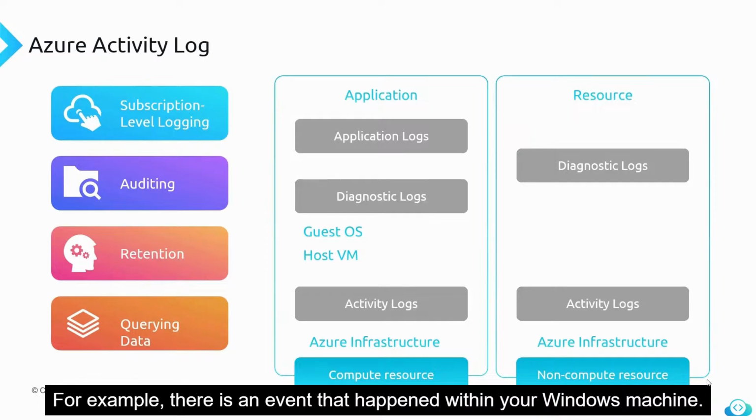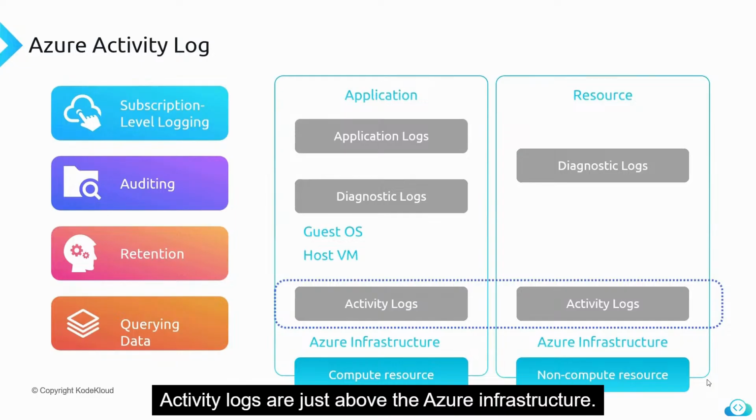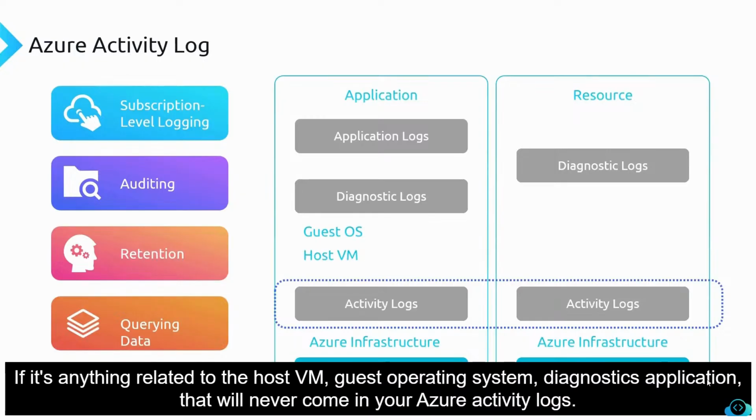Now we need to understand where exactly Azure Activity Logs stand. Regardless of whether it's a compute resource or a non-compute resource, you'll have different types of logs available: application logs, diagnostics logs, and this is where activity logs are. So this is below your guest operating system and the host VM. You will not be able to capture anything that is happening within your guest operating system.